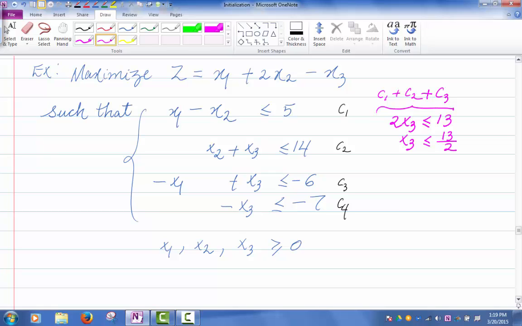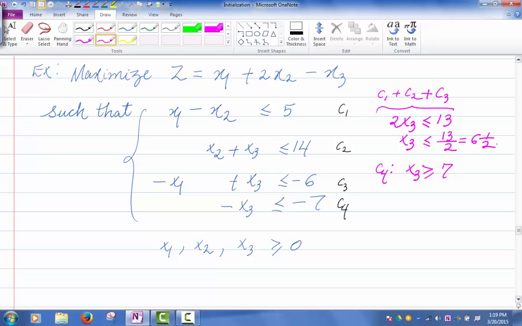Now, what is C4? What is C4 telling me? C4 tells me that x3 is what? x3 is greater than or equal to 7. Now what is 13 divided by 2? What is 13 divided by 2? 6.5, right?